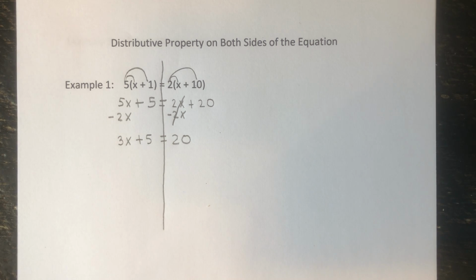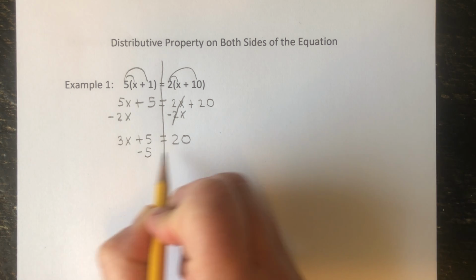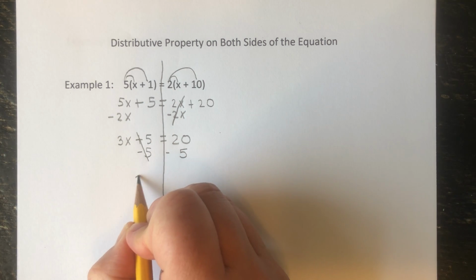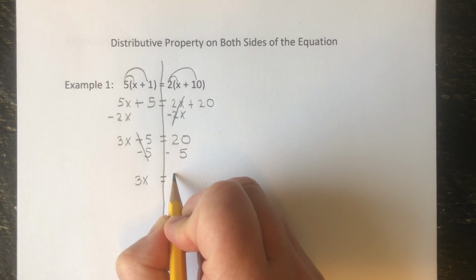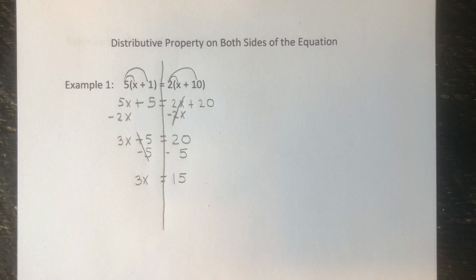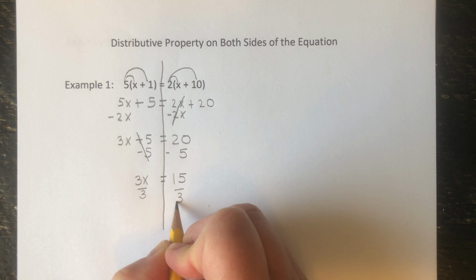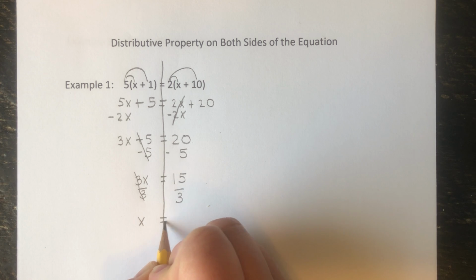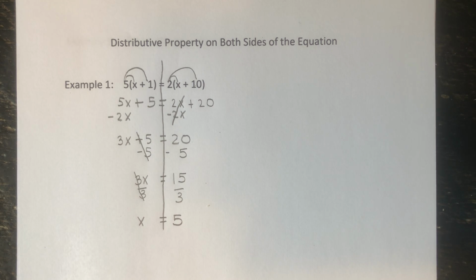And now I'm just left with my 2-step equation. I want to get x by itself, so the first thing I want to do is get rid of that plus 5 by doing the opposite and subtracting 5 on both sides. My 5's cancel. I'm left with 3x on the left. 20 minus 5 will give me 15. And my last step would just be to divide by 3 on each side. 3's will cancel. I'm left with x equals 15 divided by 3 is 5. Let's look at another example.